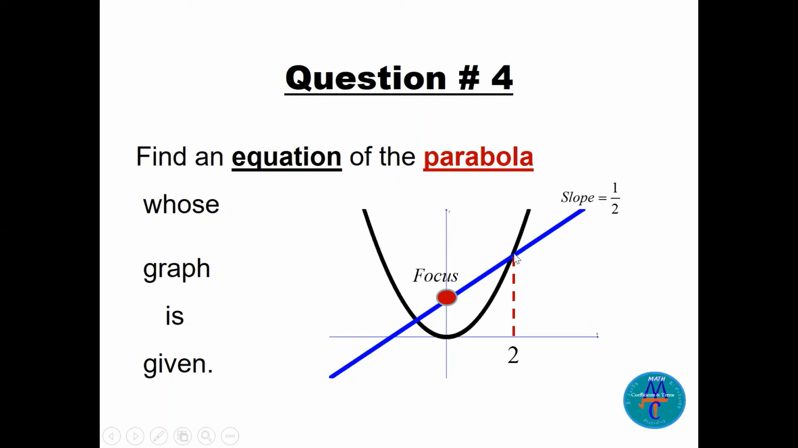Also, this point on the parabola, the x is 2. This is everything given. The slope is half. There is a focus here, (0, p) maybe, you can write it. And there is a point here at 2. Try to figure out how do you find the equation.